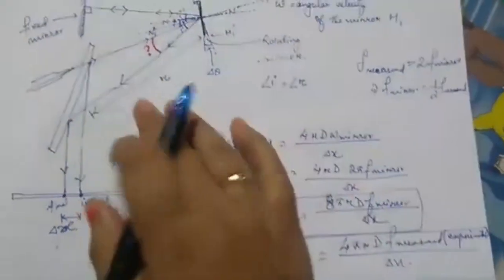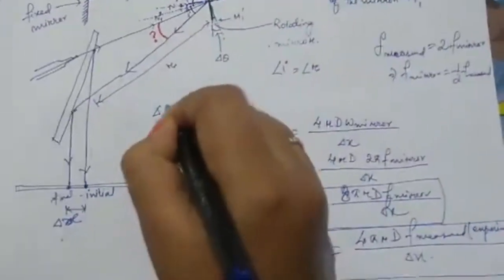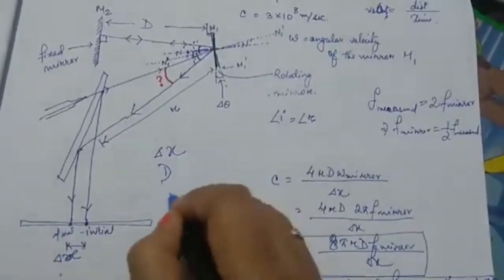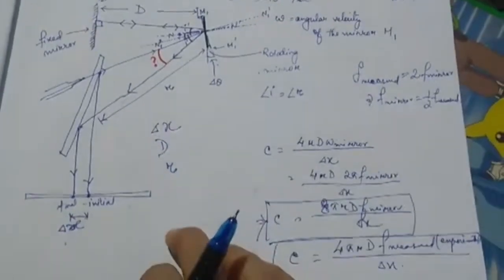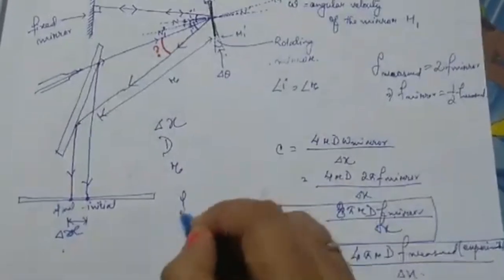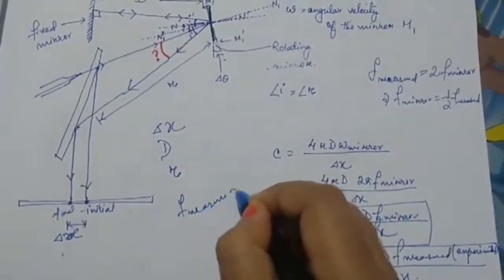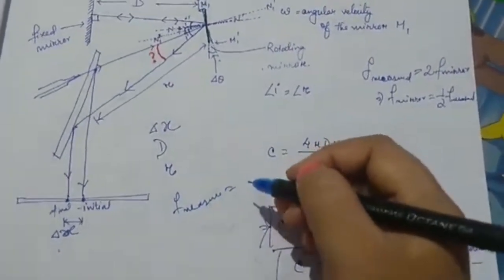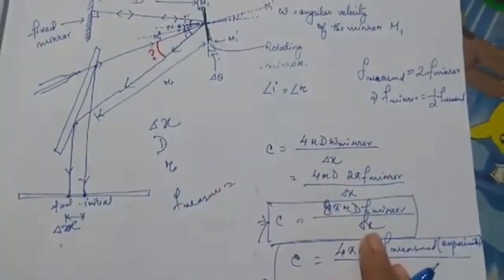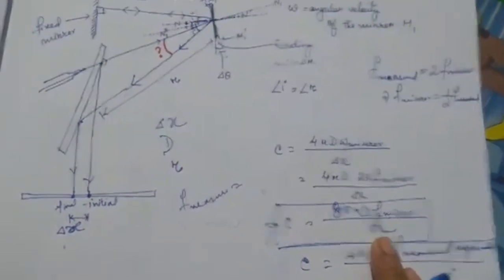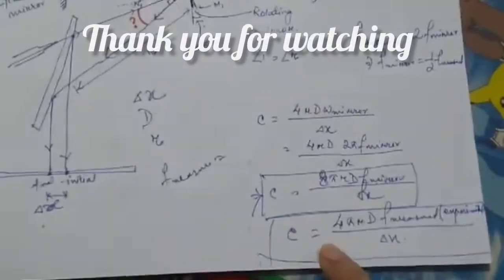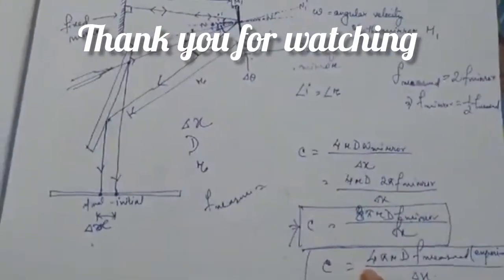For that we need to calculate del x, the distance between the two spots on the fluorescent plate. You need to know d, and you need to know r, the distance between the beam splitter and the rotating mirror. And f measured, you will have to get from a sophisticated instrument which can calculate the frequency of the rotating mirror. If you put all the values, you can calculate the value of c, the speed of light in vacuum, in an experimental setup. That's all about Foucault's experiment.